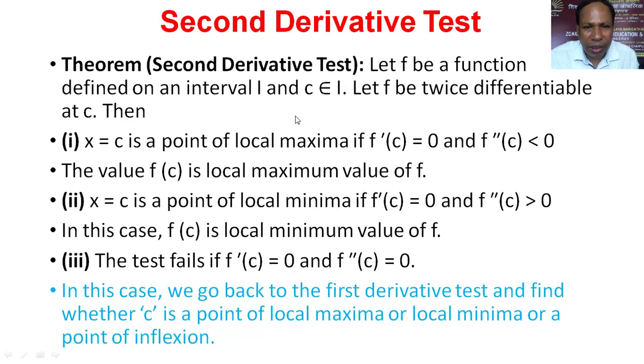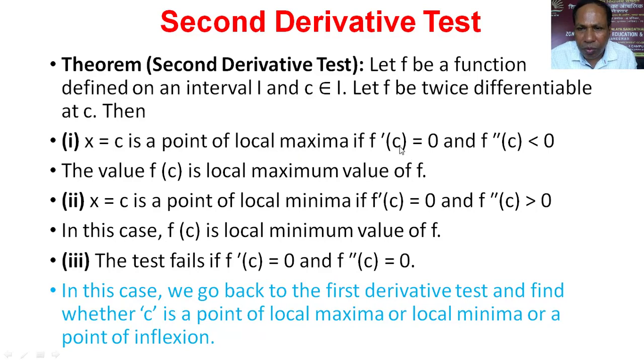Now we have one more test to find the local maxima or local minima. That is our second derivative test. The theorem says, let f be a function defined on an interval I and c belongs to I, and let f be a twice differentiable function at x equal to c. As we have already discussed, the necessary condition for a function to attain maximum or minimum value is that the first derivative must be 0. So after finding the first derivative and equating to 0, we get the critical points.